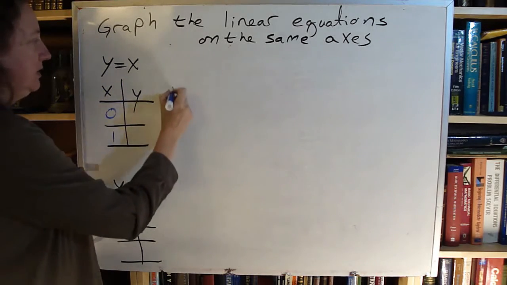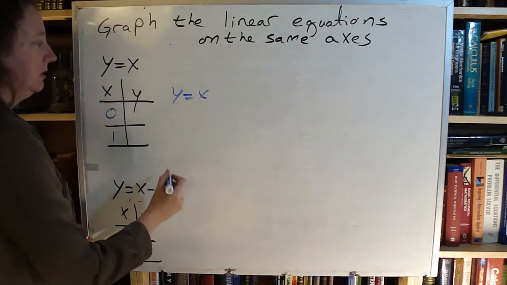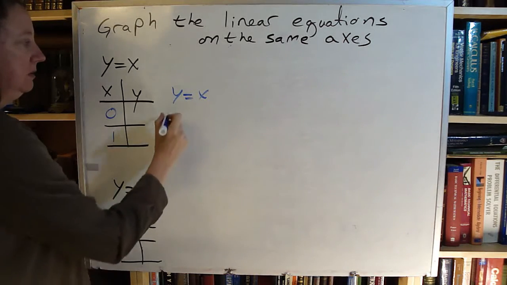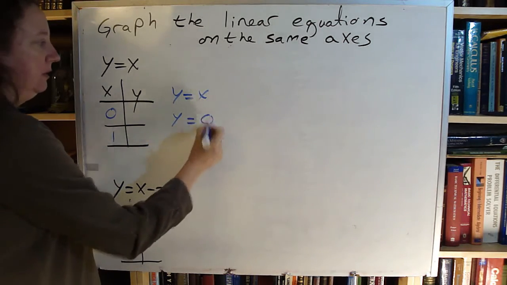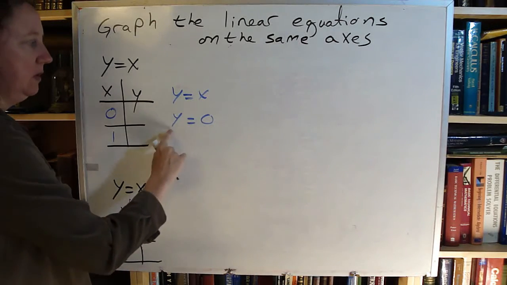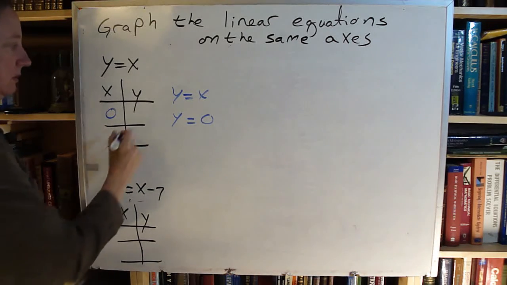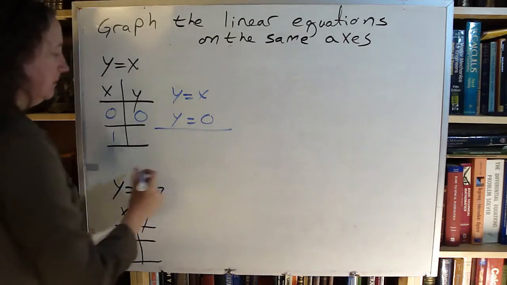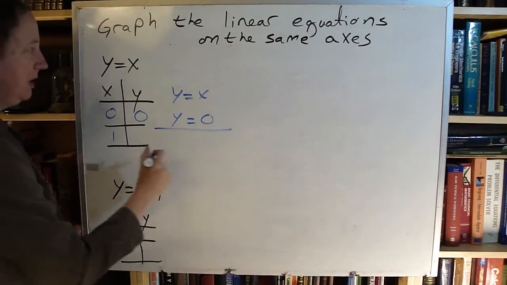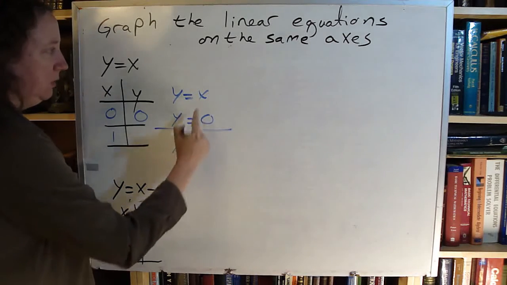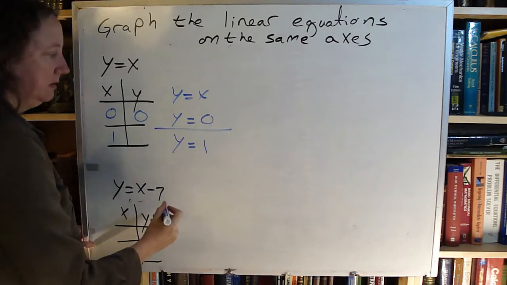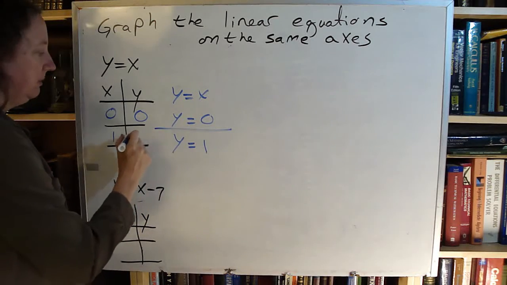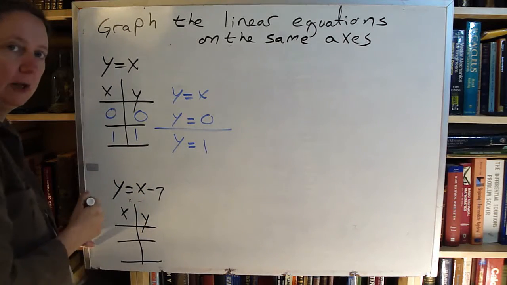So I have my equation, y equals x. I made x equal to 0, so replace the x with the 0, y equals 0. Fill in my blank. Second one, replace the x with 1, so I have y equals 1. No work to be done, just fill in your blanks.